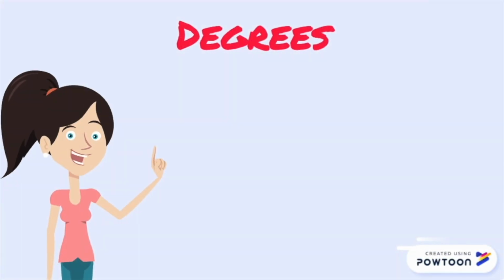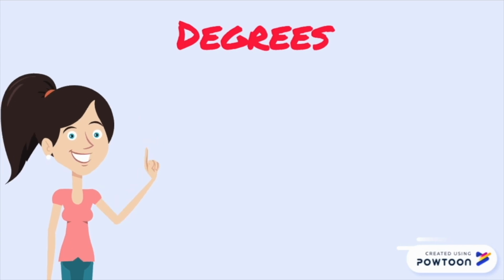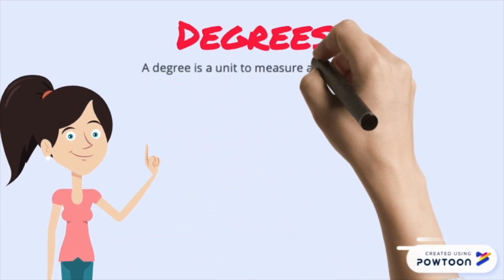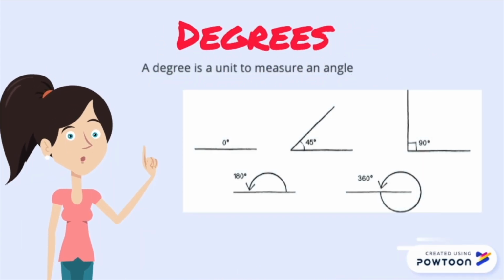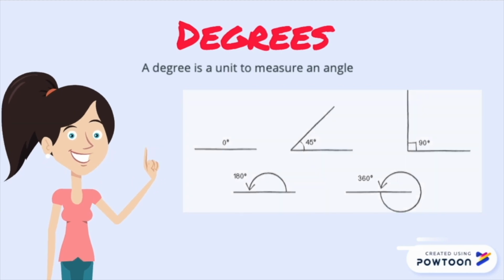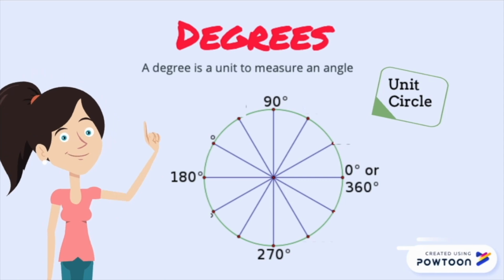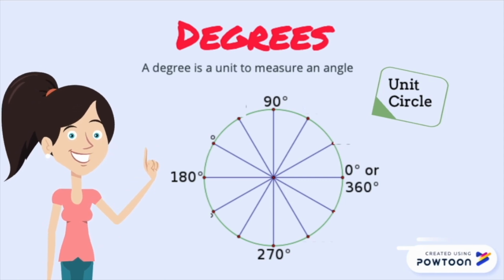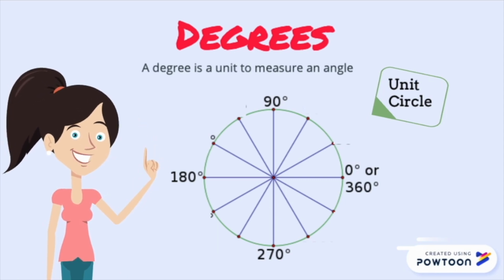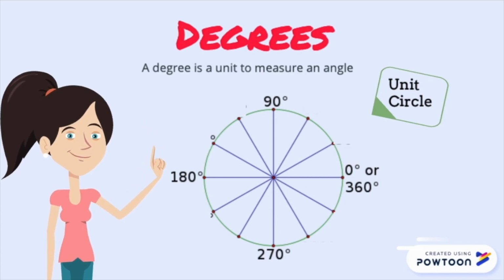So what exactly are degrees? A degree is a unit to measure an angle. Here are some examples. This can be easily visualized in a unit circle. In this circle, we can see the different angles and what their degree measure would be. Let's take a look at the unit circle to see how certain angles look.